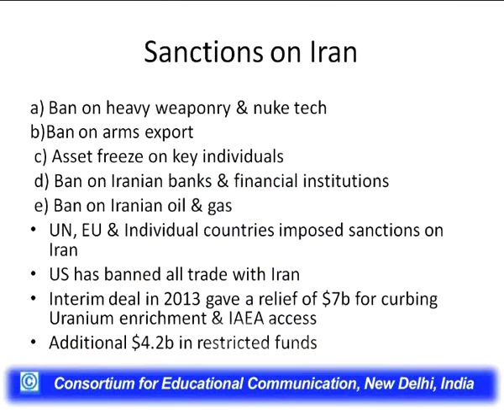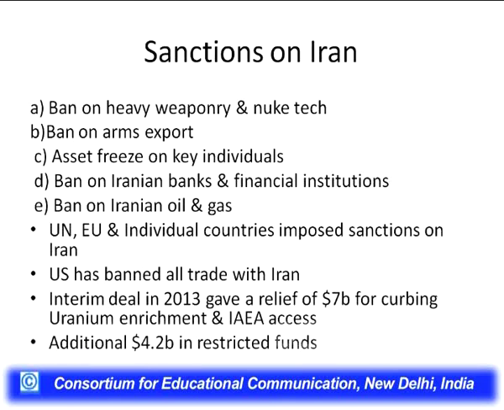And now I'll come to the sanctions which were imposed on Iran by the Western countries and the United States. So the sanctions included a ban on heavy weaponry and nuclear technology. Iran was also banned from arms export. Neither could it export nor could it import from other countries. Some of the assets were frozen, the assets of key individuals, the military leaders, and the key political leaders. Their assets were frozen, which means the assets that they had in Western countries or Western banks, so they could not operate with the Western banks.